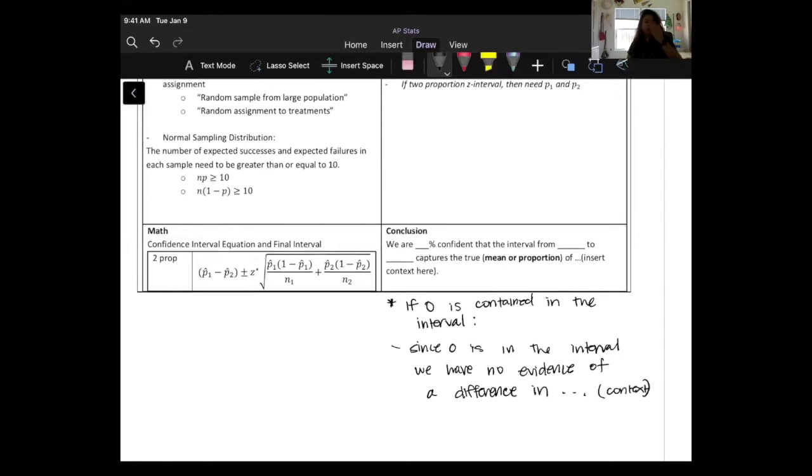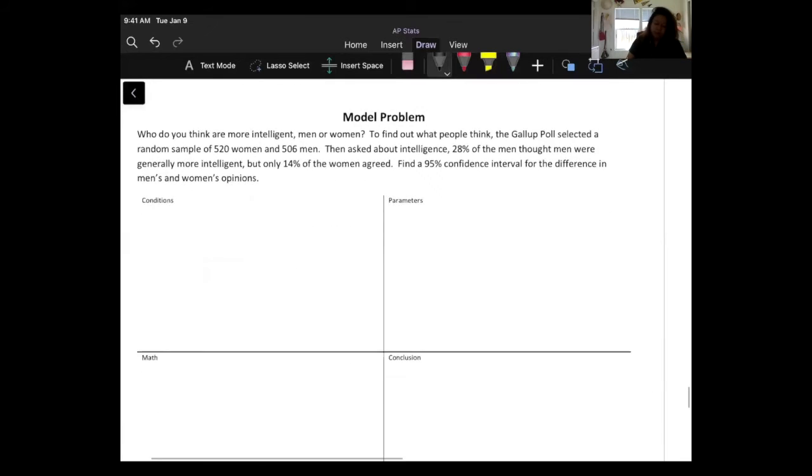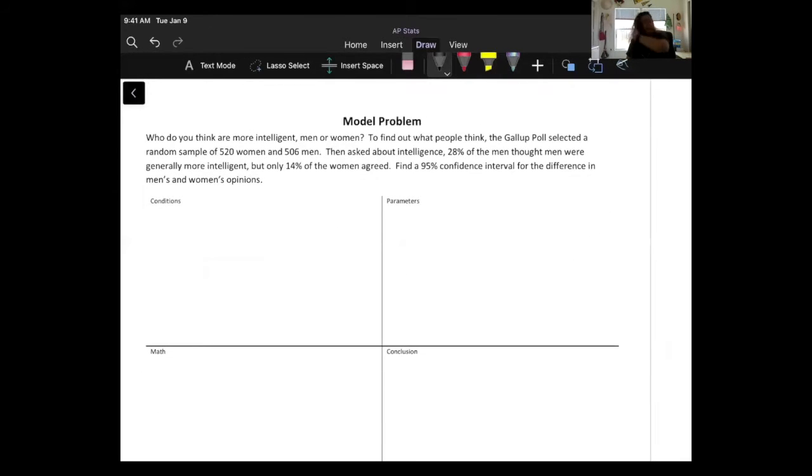So I'm going to go ahead and start with the model problem. I'm going to show you how to do the model problem. You're going to do practice problem number 1 and answer the check for understanding for practice problem number 1 in Edpuzzle.